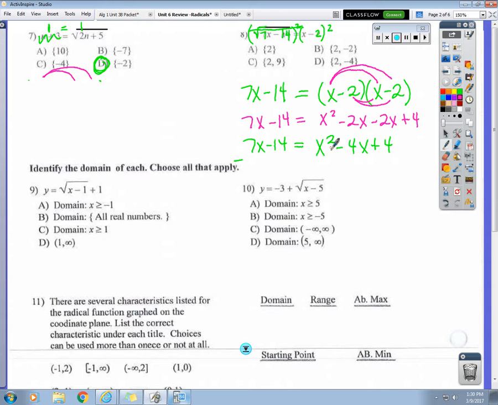Now that that's completely simplified, now I can move all of this over so that one side equals 0. So how will I move the 7x over here? Subtract it. It'll cancel over here, and then you'll subtract it from the negative 4x. How will I move the 14 over? Add it. And then I'll add it over here. So now one side equals 0 because everything got canceled out.